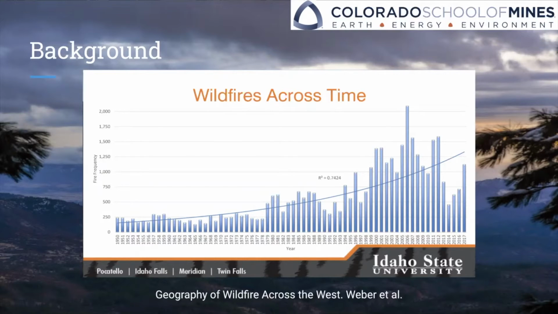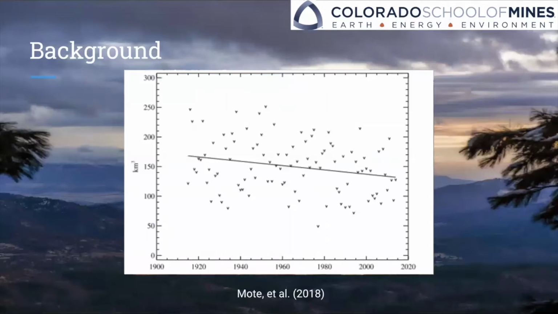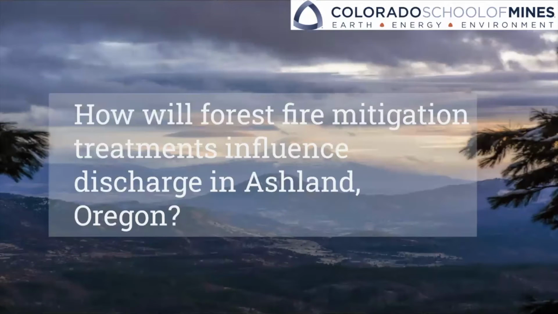This next graph shows how the snowpack and the water supply are impacted by the increase in forest fires, as we're losing water supply and losing the amount of water that is available to the public. Going off of this information, we were able to formulate our research question: how will forest fire mitigation treatments influence discharge in Ashland, Oregon, which is the treatment area?